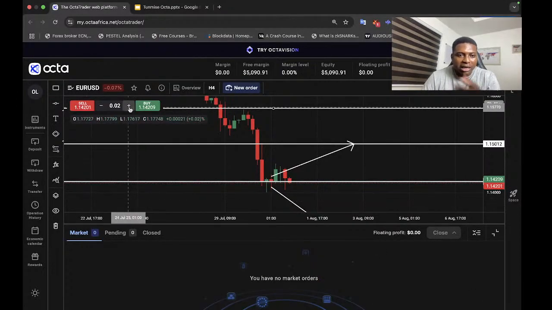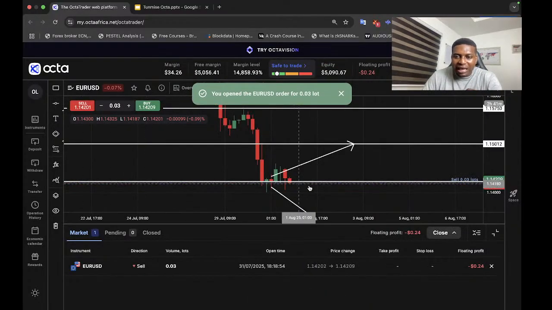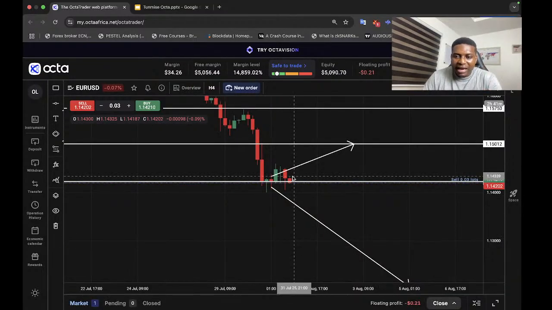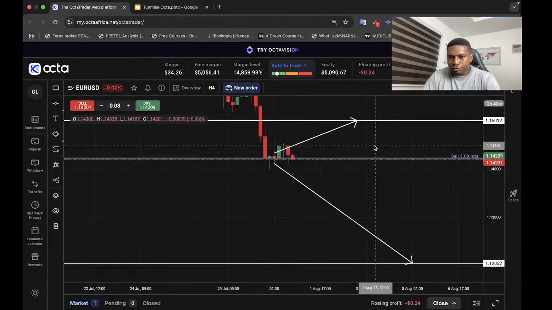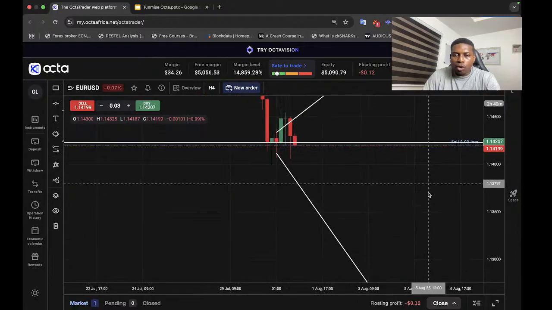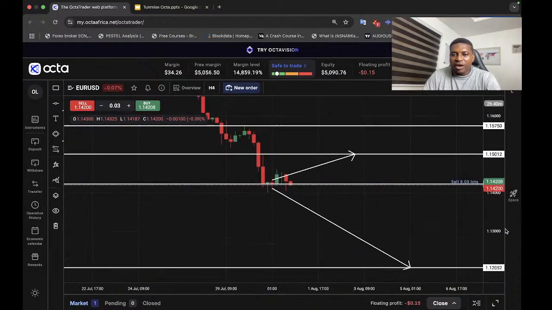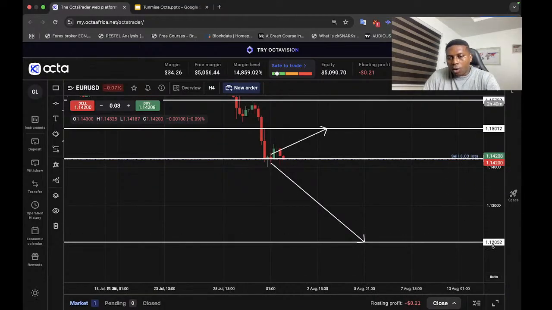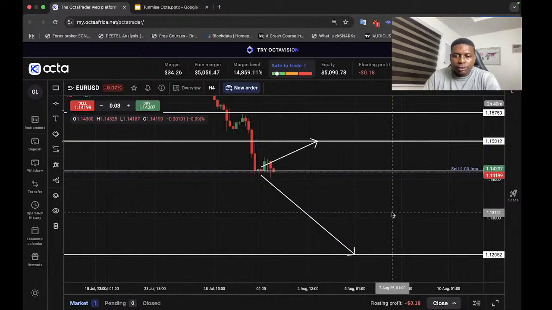So I want to increase my lot size, and then I short the EURUSD. At this point, I've placed a sell at this level because I believe that price will drop and continue to fall. All right, good. So I have a bearish outlook on the EURUSD, and don't forget my target level is 1.12052. That's my target level for profit.